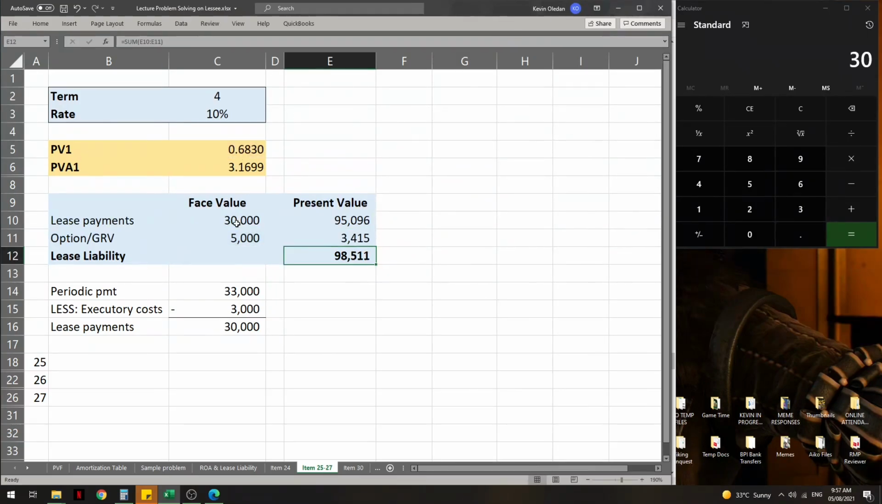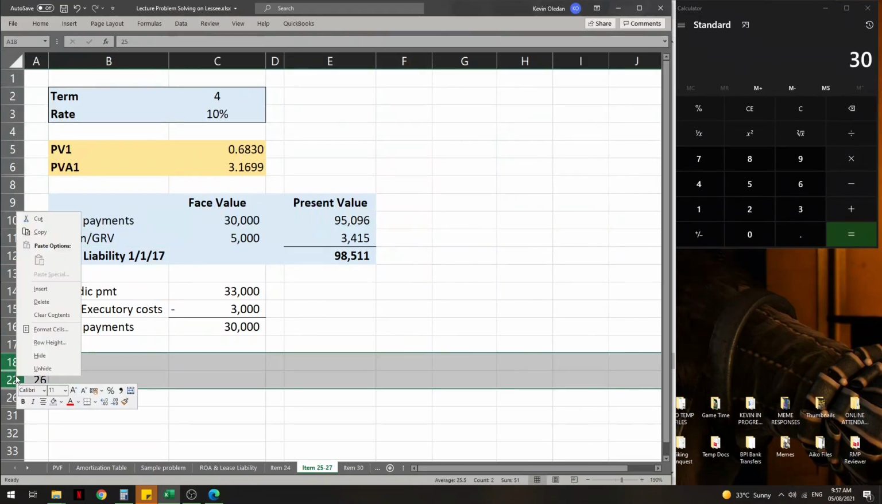In the end, we get 98,511. That is the initial balance of our lease liability, which means this is January 1, 2017. Basta, yun na yun. 1/1/17.